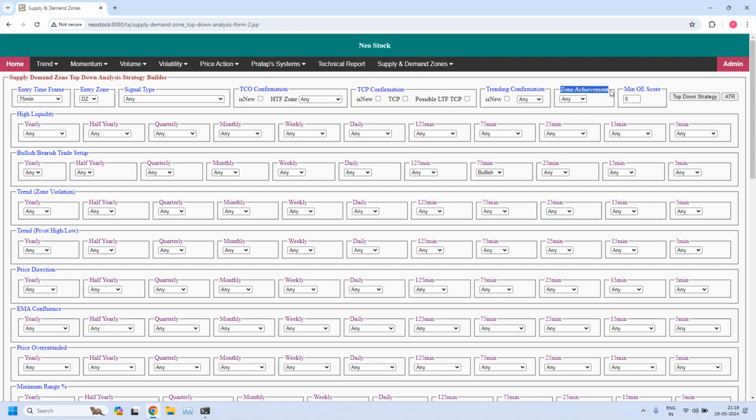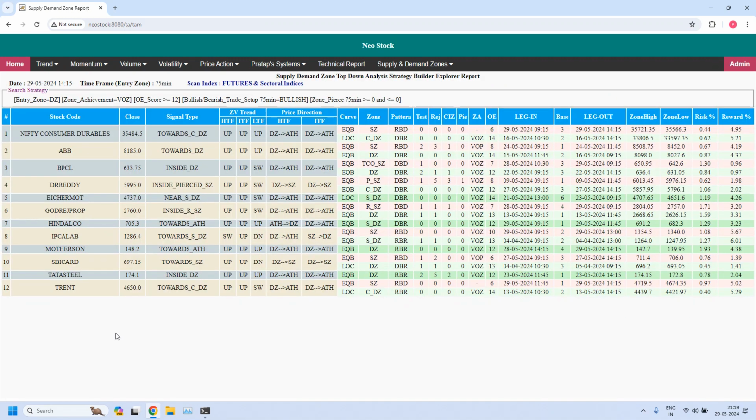And the third filter, zone achievement, we are setting VOZ, violated opposing zone. And minimum odd enhancer score, I am setting the value 12, the minimum score. So with these filters, because these 3 filters are applied to 75 minutes demand zone, let us generate the report. So 12 stocks are filtered. So these 12 stocks are supporting bullish trade setup for weekly income trade.